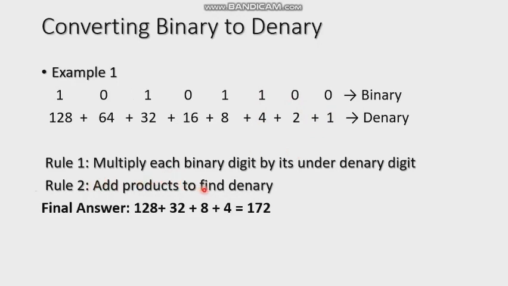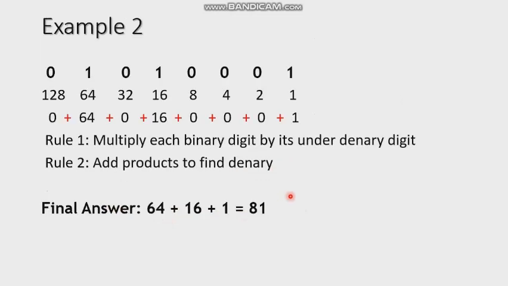So add the products to find the denary number. So here, this gives you 128, this gives you 0, this gives you 128, this gives you 0, 32, 16, 8, and so on. So you actually add the numbers that do not give you 0, and then here our answer will be 172.